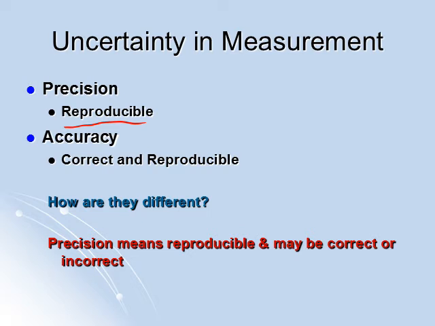So at the bottom I made that comment. Precision means that you can do something in a reproducible manner and maybe right or maybe wrong. If it's right, then it would also have high accuracy.